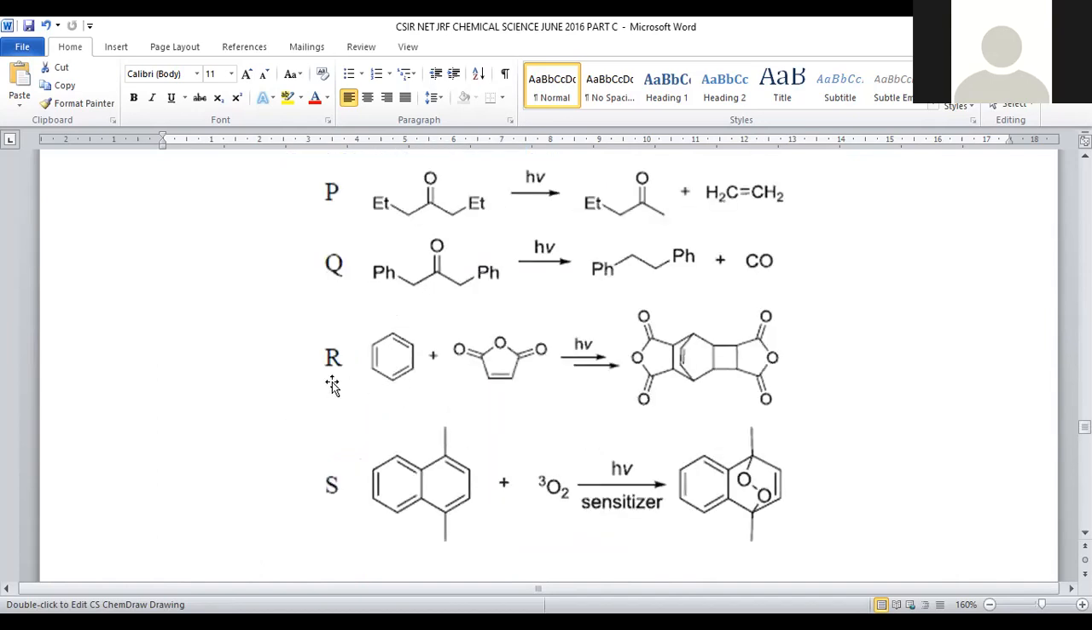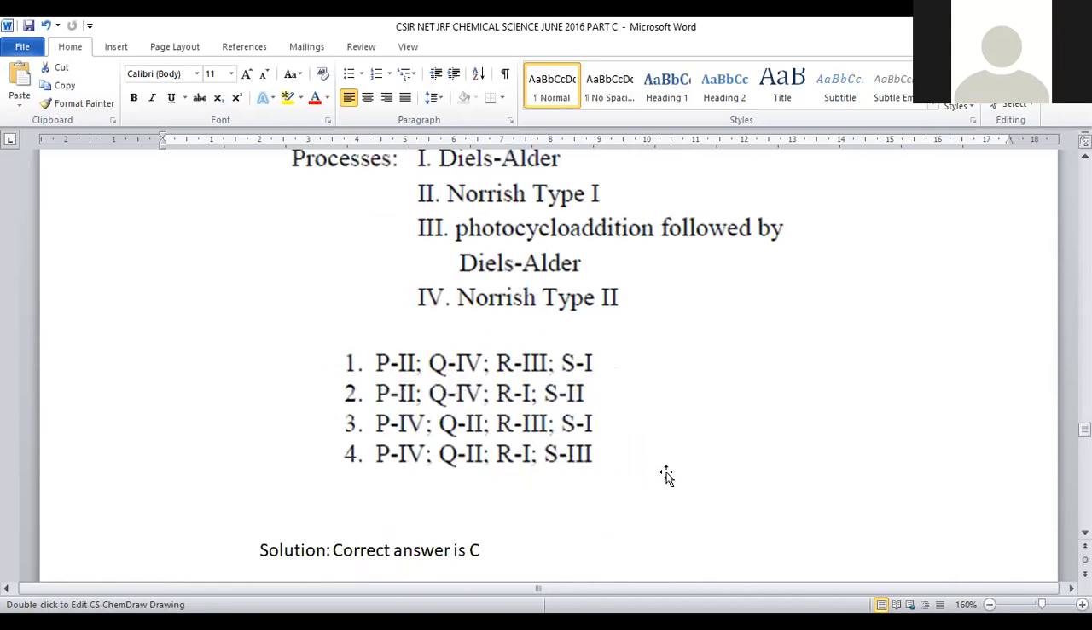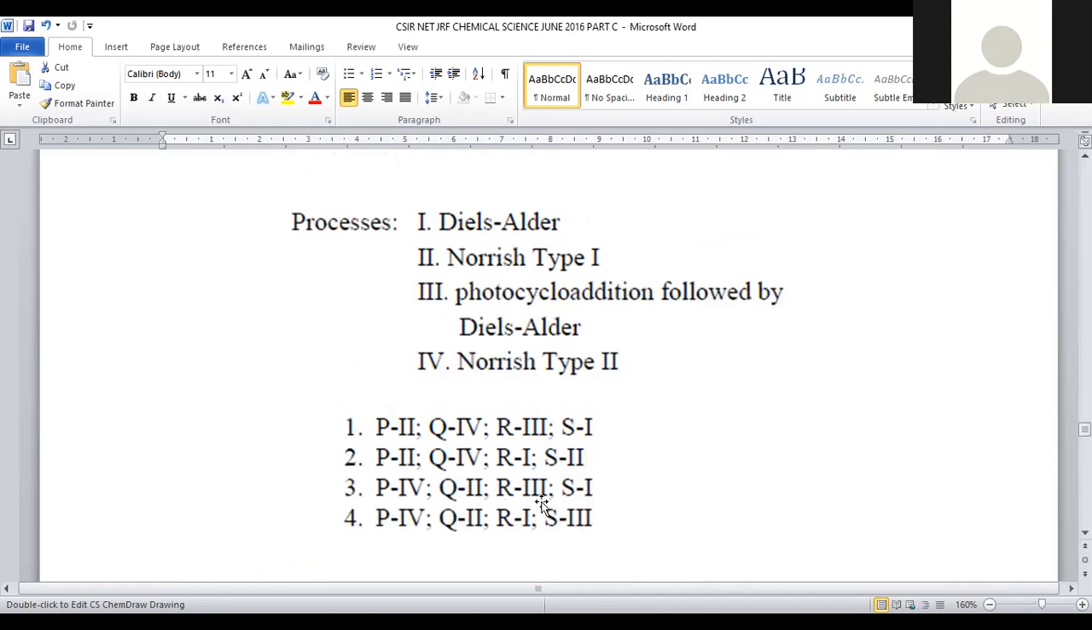And let us go with R. So benzene treated with maleic anhydride, h-nu conditions, multi-step synthesis. This is a final product where we performed several reactions. Photocycloaddition followed by Diels-Alder is the correct statement. So R with the 3. R with the 3 is only provided in option number 3. By this we can conclude option number 3 is the correct answer.